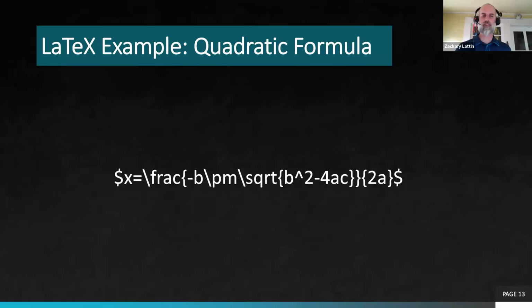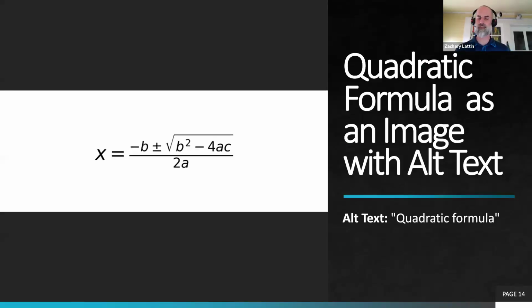X equals backslash frac, open brace, -b, backslash PM, backslash SQRT, left brace, B caret 2 minus 4 AC, right brace, left brace, 2A, right brace, $. And it's very easy for me as a person to keep track of those braces and realize that I'm in the numerator of the fraction now. But that took a lot of practice. And so then on slide 14, we have a rendering of what that looks like.